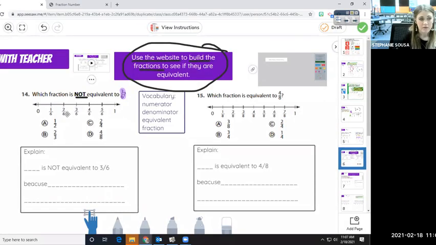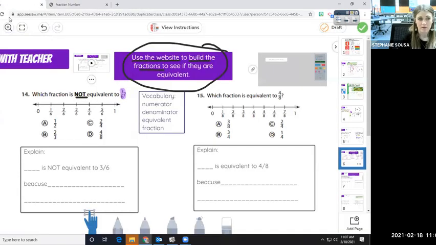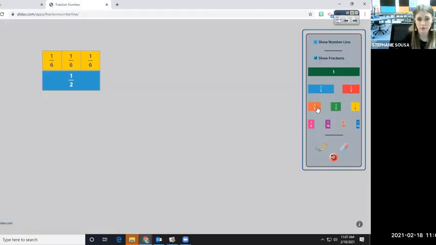Then we see that we're supposed to look at 1/2. Let's put 1/2. That's the same size. The question is which one is not the same. So now I have to do 2/4. See how I did 1/2? Now I'm doing 2/4. Let's grab 2 1/4 pieces. 1 1/4, 2 1/4. That's the same too. It's equivalent.